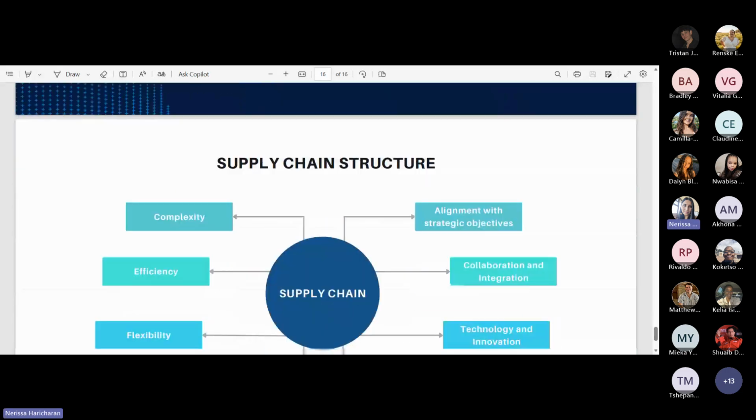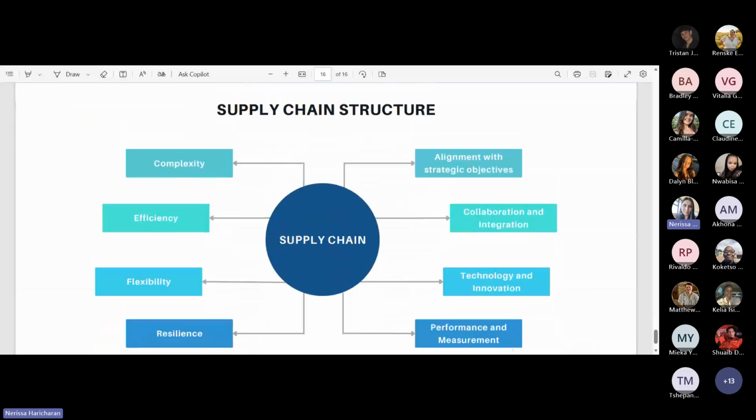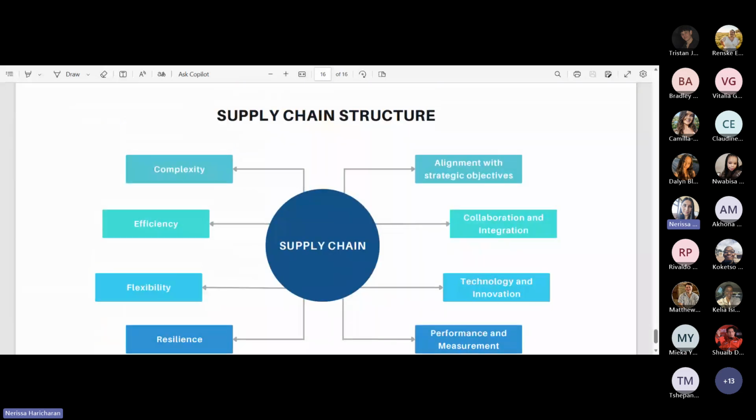Okay, I know we don't have a lot of time, but just very quickly on supply chain structure. When we're talking about supply chain structure, there are different factors that we have to consider, all of these factors at the bottom, in order for you to evaluate and best assess what makes sense and what works for you.